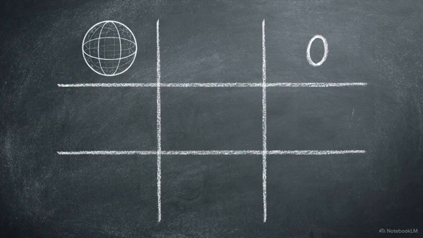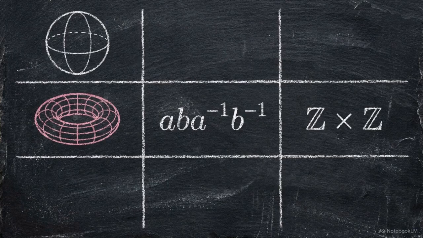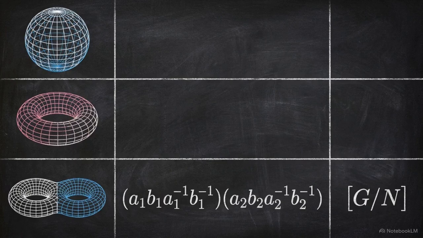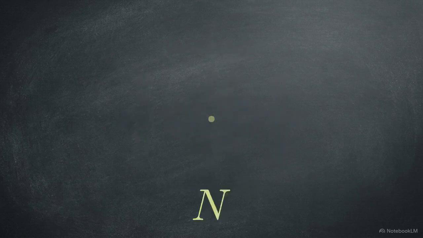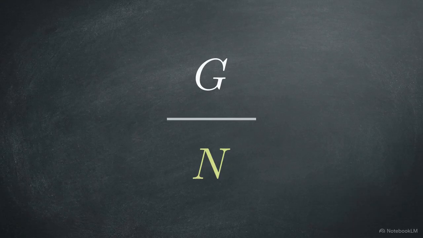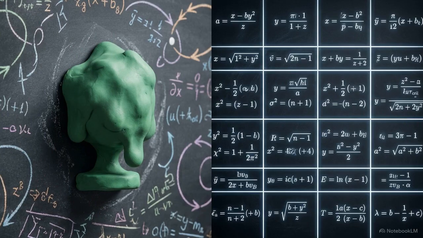Comparing our three subjects shows this clearly. The sphere has no polygonal label and a trivial group. The torus has a 4-letter boundary word, resulting in Z times Z. The double torus expands into an 8-letter scheme, yielding a quotient of 4 generators. The specific pasting instructions required to build any surface dictate the exact normal subgroup we must quotient out to classify it. Algebraic topology succeeds by encoding continuous geometric deformations into discrete, solvable algebraic structures.